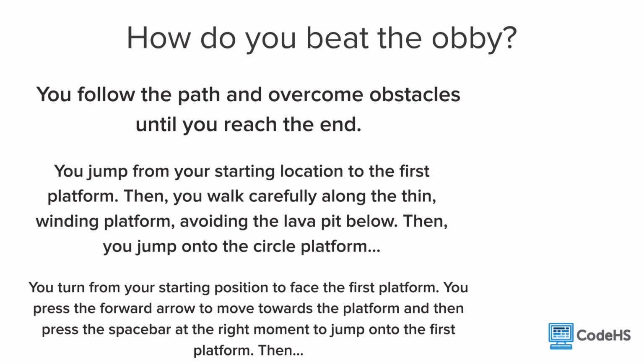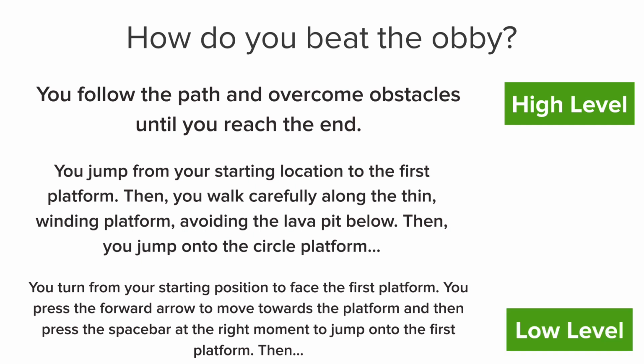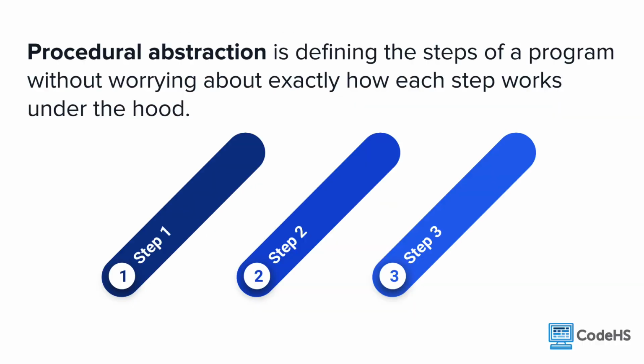Going back to our obby example, the first response would be an example of a high level of abstraction. There are minimal details and extra information. And our last response would be an example of a low level of abstraction. Most of the details and complexity remain here. Procedural abstraction is defining the steps of a program without worrying about exactly how each step works under the hood.